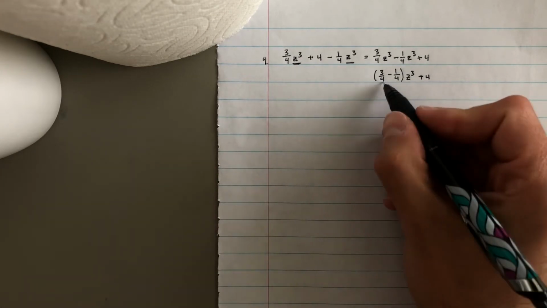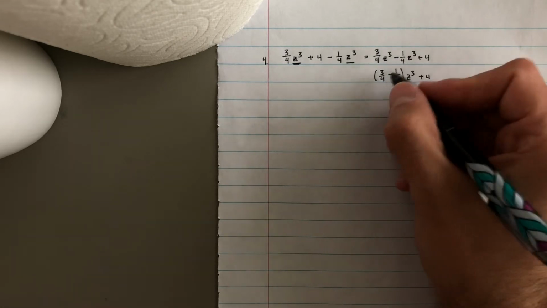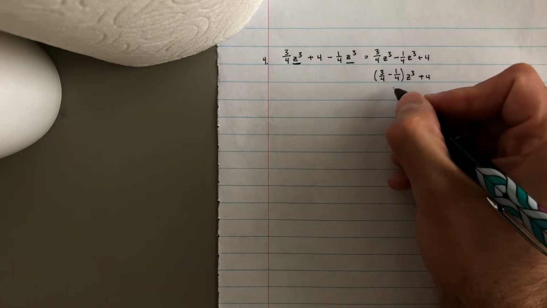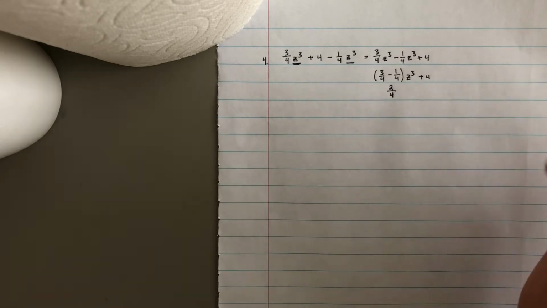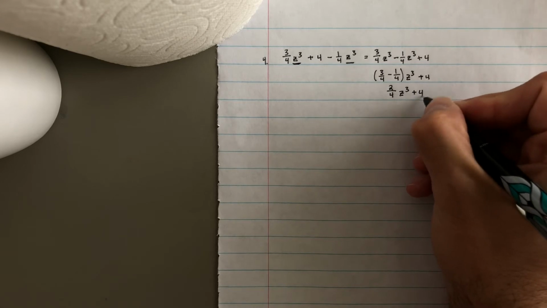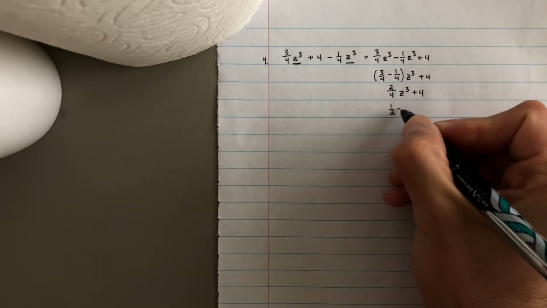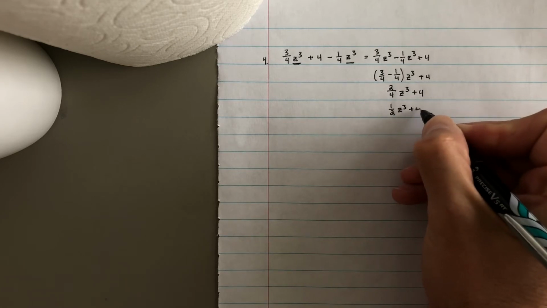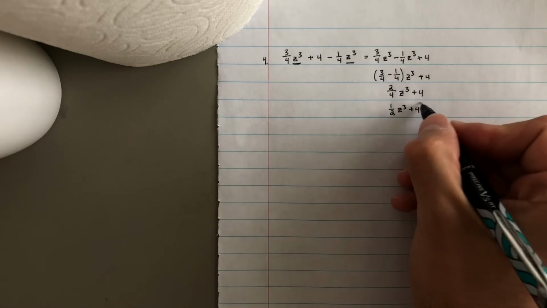Well, lucky for me, they both have the same denominator, and I can just take away the 3 and the 1. So 3 take away 1 is 2/4, or 1/2, z to the 3rd plus 4. So there's my answer. If you wanted to reduce it, you could. 1/2 z to the 3rd plus 4. And there's my answer.